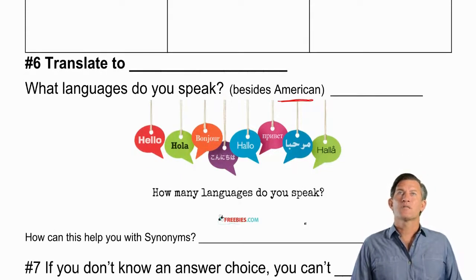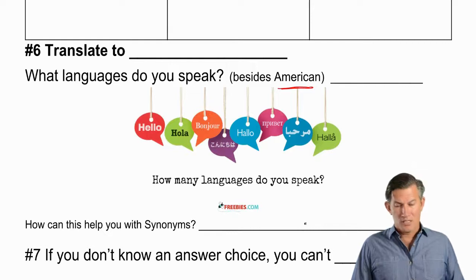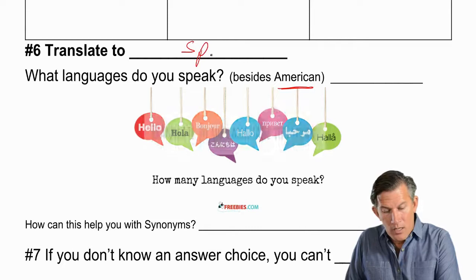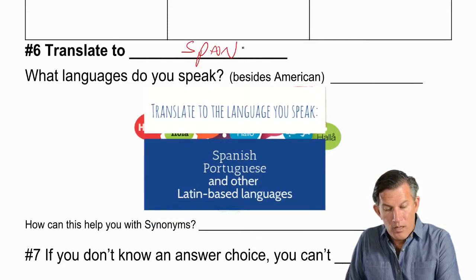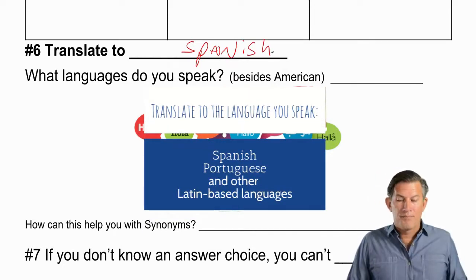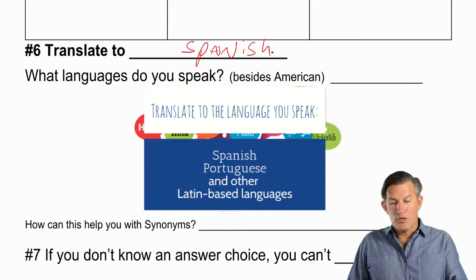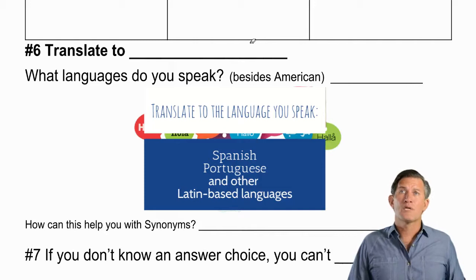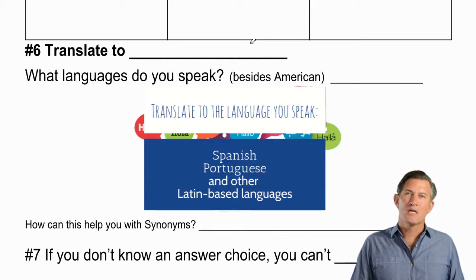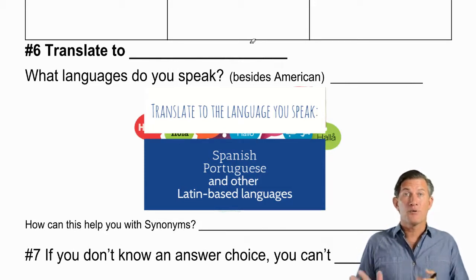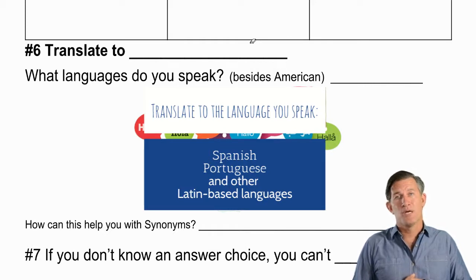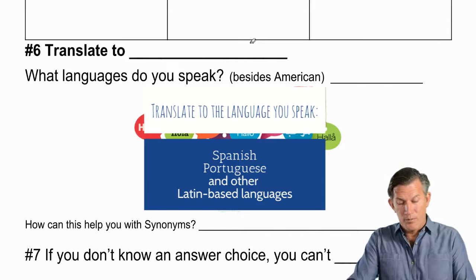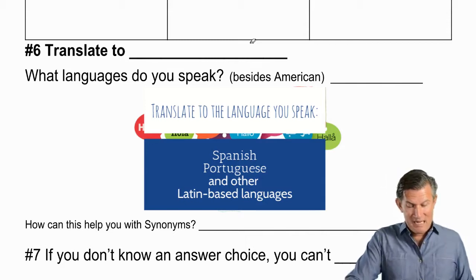How can this help you with synonyms? Translate to the language that you speak, so fill that in there. I know a little bit of Spanish, but I don't pronounce it very well. If you speak Chinese or Hebrew, it's not going to help you that much because English is not based on it. It'll help you in life, but it just won't help you on this test that much. This is definitely going to help you because some of them use the same roots.